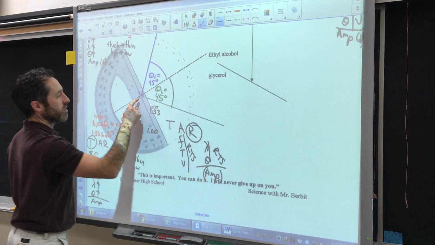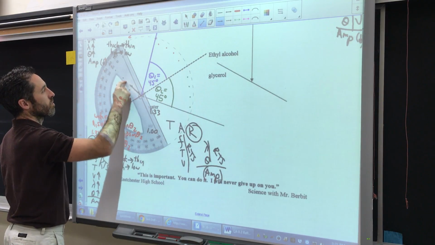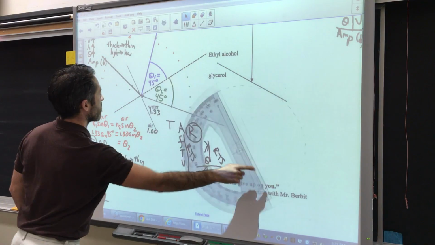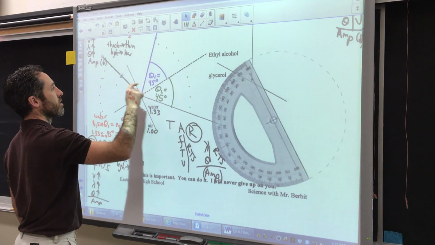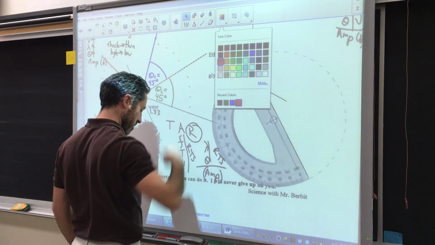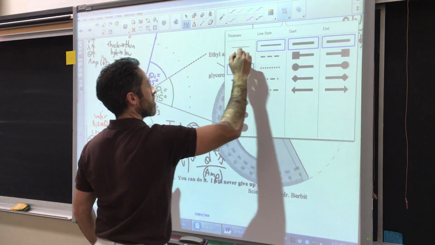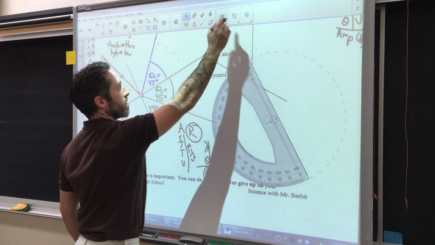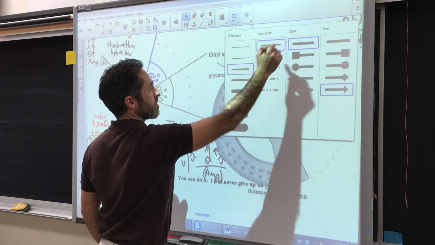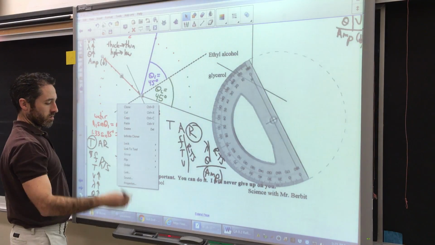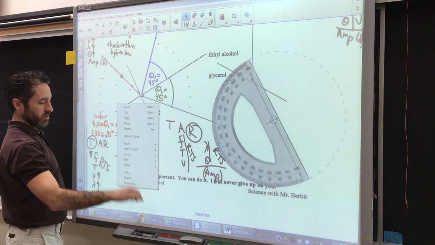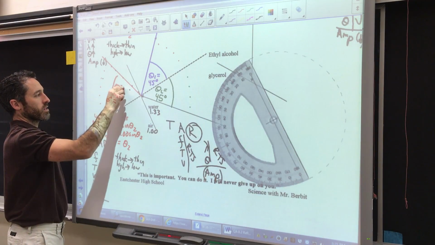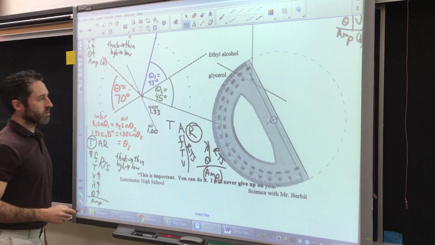Turn your protractor and draw this through that spot. You can now have, stay over there. We now have our angle of refraction, which is 70 degrees.